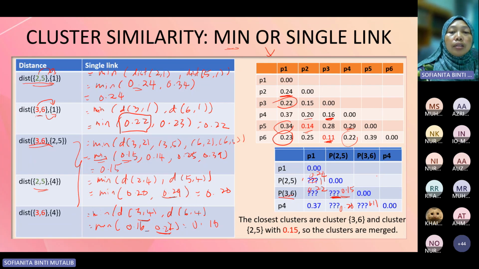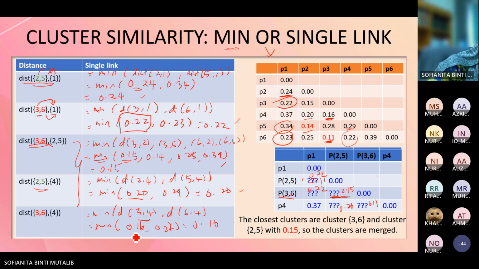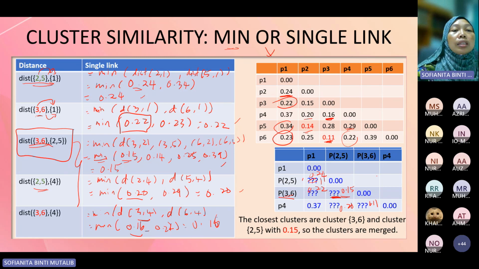Okay, right. So here, meaning to say, which is the lowest. This is 0.24, this is 0.22, this is 0.15, this is 0.20. So I highlight the difference here. Okay. So the answer, the lowest value of distance is within cluster 3, 6, and 2, 5.